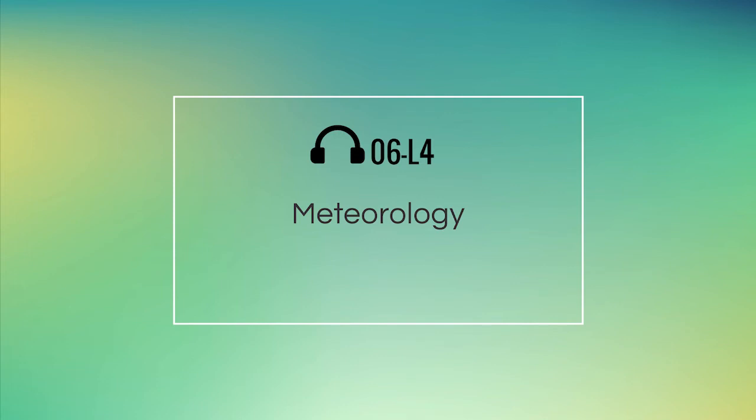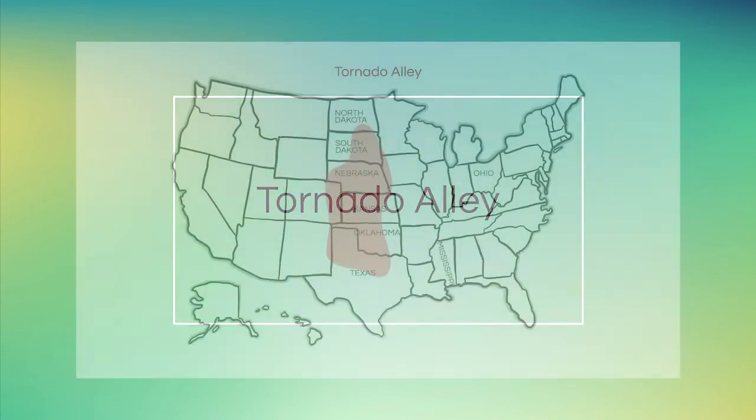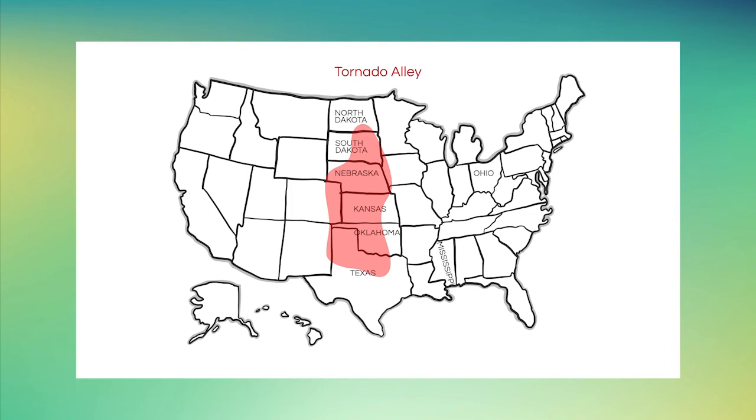Most tornadoes are found in the central part of the United States, known as the Great Plains. This area has all the ingredients, which are conducive to the formation of tornadoes. There is a region called Tornado Alley, where tornadoes frequent the most, especially the strong and violent ones, stretching across Texas, Oklahoma, Kansas, Nebraska, and the Dakotas.